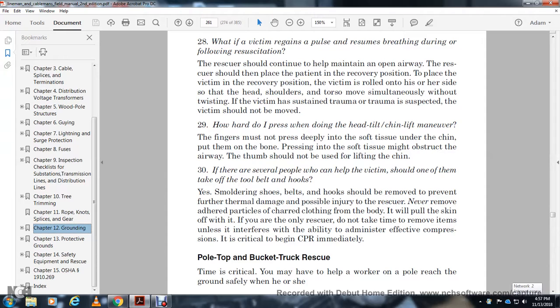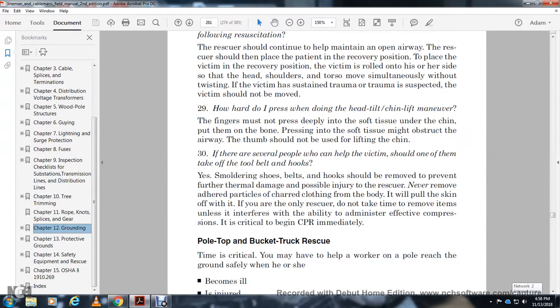30. If there are several rescuers, should one of them take off the victim's shoes and belt buckles? Yes, shoes and belt buckles should be removed to prevent further thermal damage and possible injury to the rescuer. Never remove any part of burned clothing from the body, it will pull skin off with it. If you're the only rescuer, do not take time to remove the items unless they interfere with the ability to administer effective compressions. It's critical to get CPR started immediately.